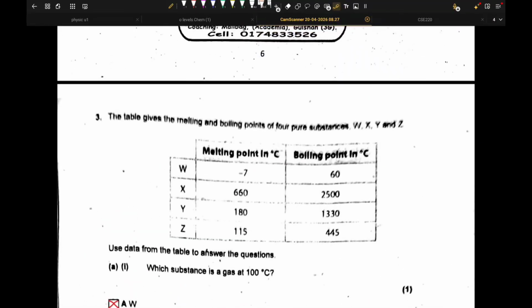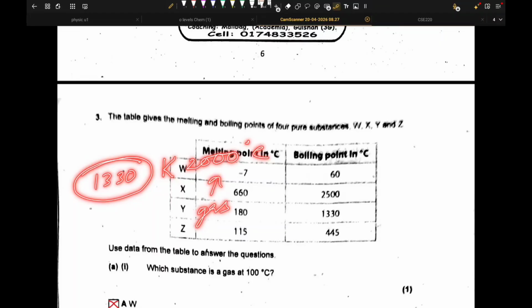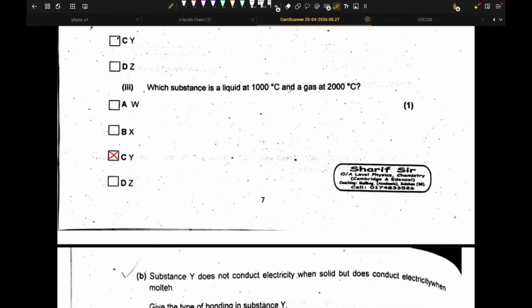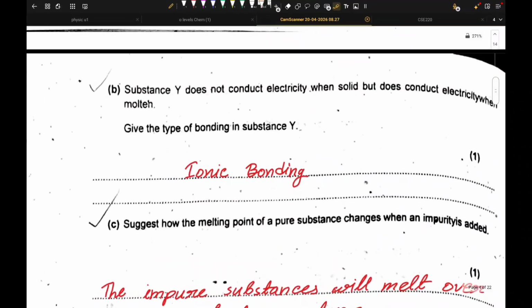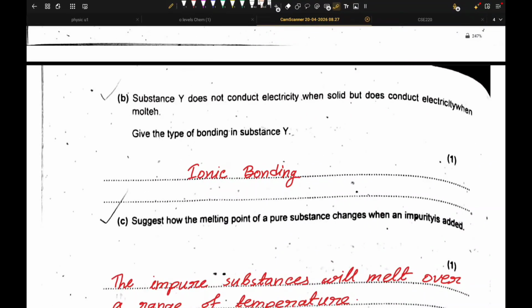Why is that so? Because it has a melting point of 180, which means it is in liquid state at 1000 degrees Celsius. It has melted, but it has not boiled because the boiling temperature is 1330. And as 1330 is my boiling temperature, this is smaller than 2000. So at 2000 degrees Celsius, it should be a gas. I hope this part is pretty much clear. I think I can move on to part B.